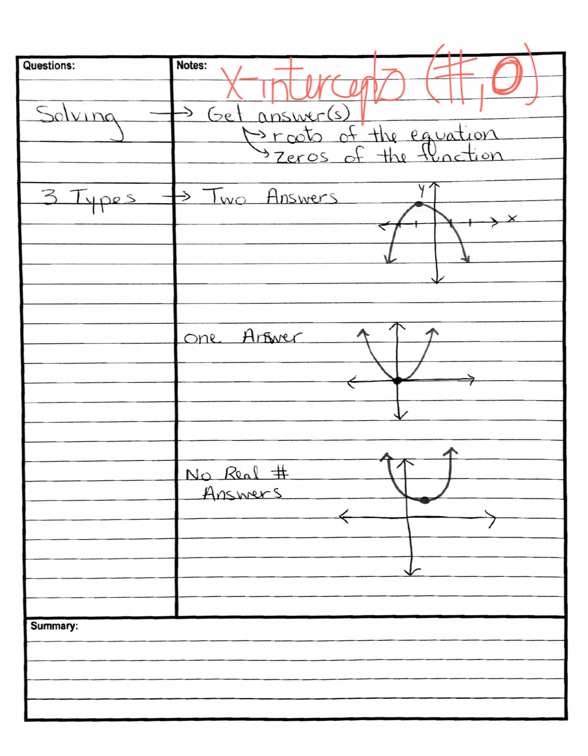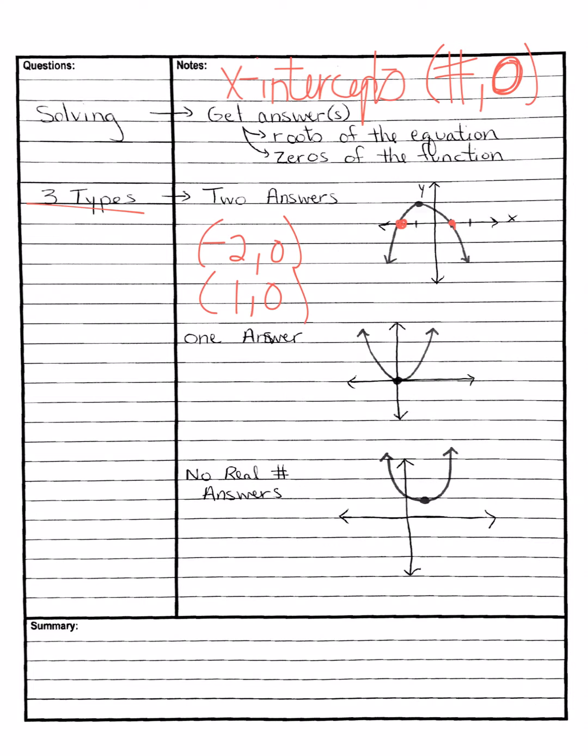And there are 3 different types of answers. We can either have an answer where our parabola, our quadratic, is crossing our x-axis at 2 spots. That would be 2 answers. In this example, it looks like those points are (-2, 0) and (1, 0).